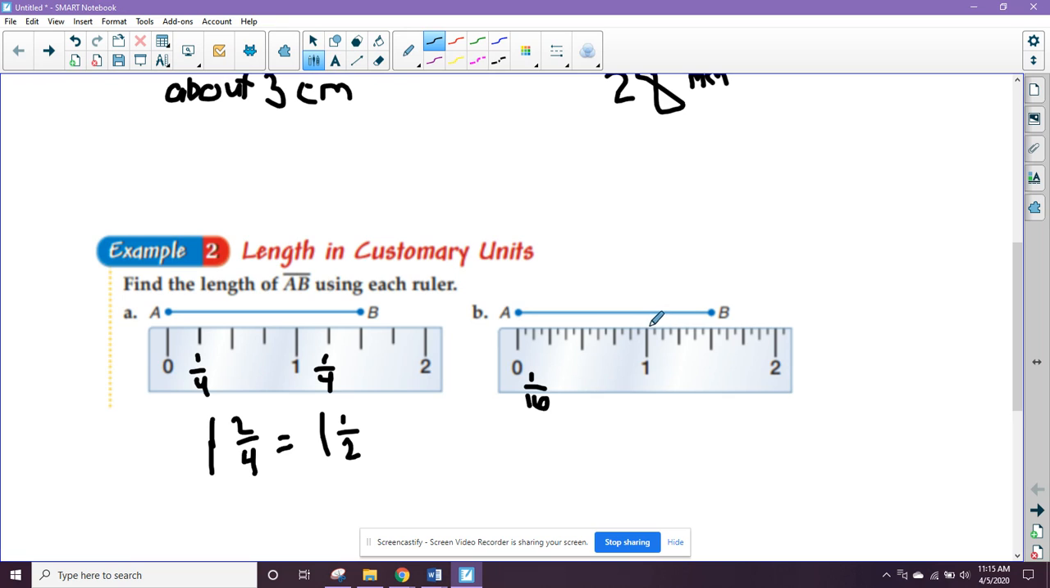So if we get to 1, then we have 1, 2, 3, 4, 5, 6, 7. B stops at the 8/16. So we have 1 and 8/16. And then 8/16 we can simplify, and 8/16 is again a half. So we have 1 1/2 for our measurement. And we are not given any units here, so we can't say centimeters, inches, or anything for these two problems here.